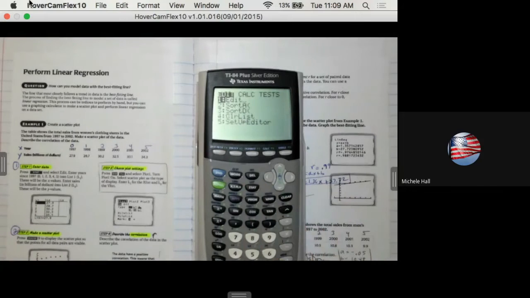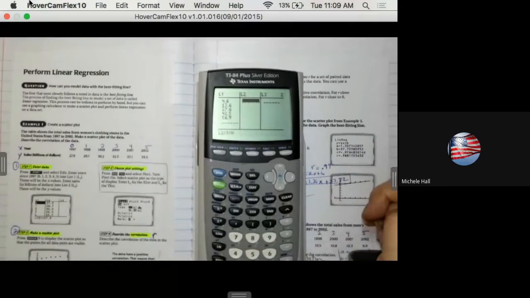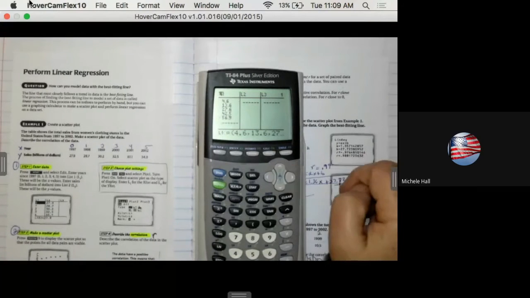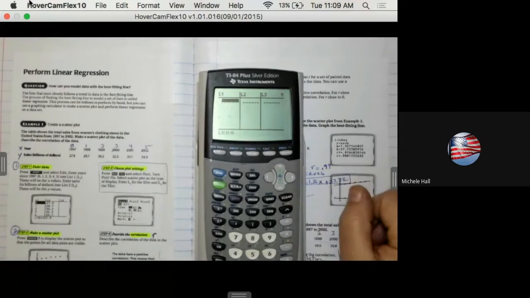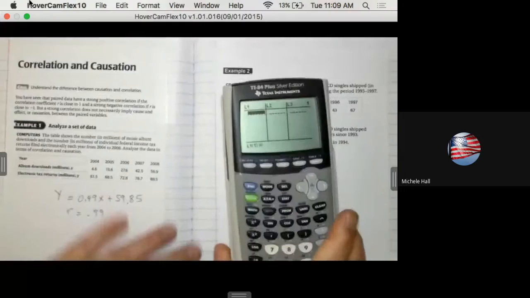So you hit stats, edit. Number one is edit. And how do I clear out my lists? You have to scroll up on top of list 2, hit clear, and then come back down. Scroll over to list 1, go up on top where it says list 1, hit clear, and come back down again. Then your lists are clear. All right, we're ready to start entering our data.